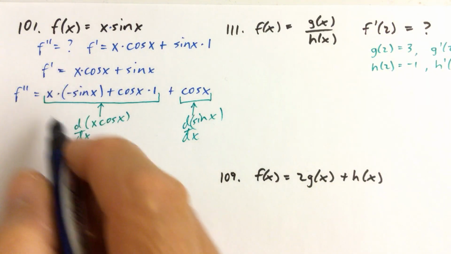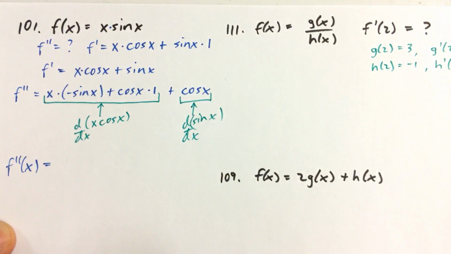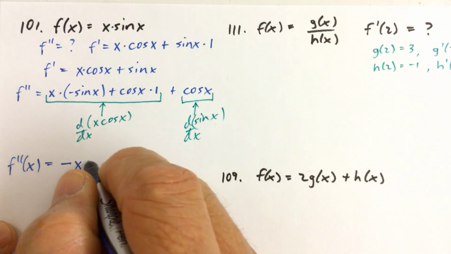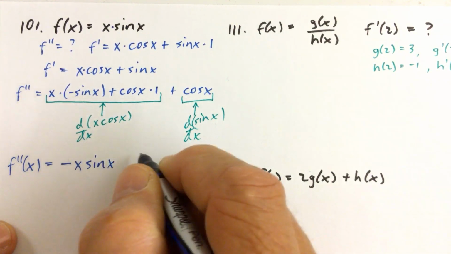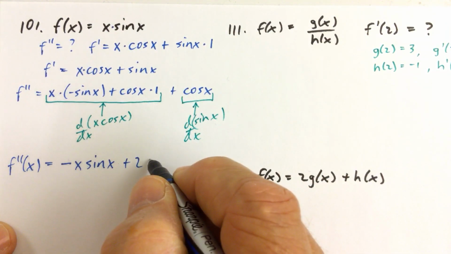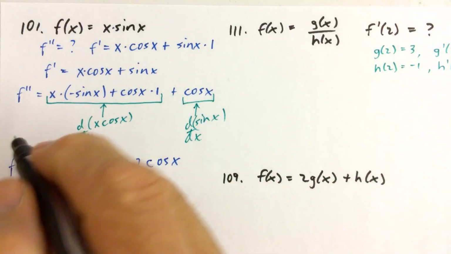Yeah, it could. So let's rewrite that f double prime of x, because that's what we're asked to find. F double prime of x is equal to the opposite of x times the sine of x, and then we have a cosine of x plus another cosine of x, and so we'll write that as plus 2 times the cosine of x. That's it.